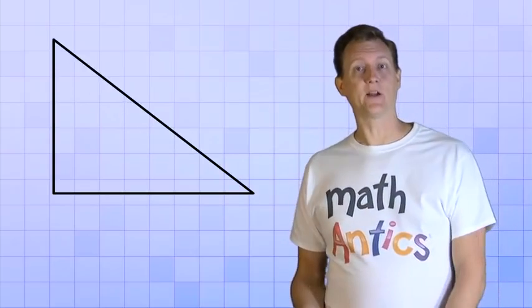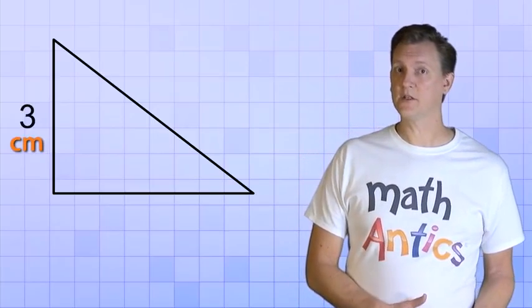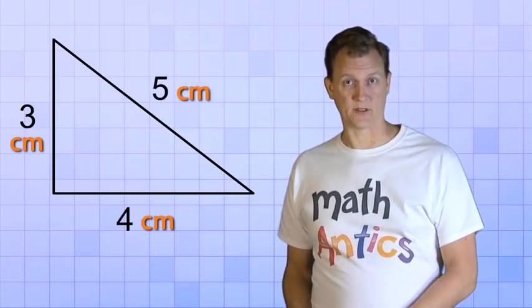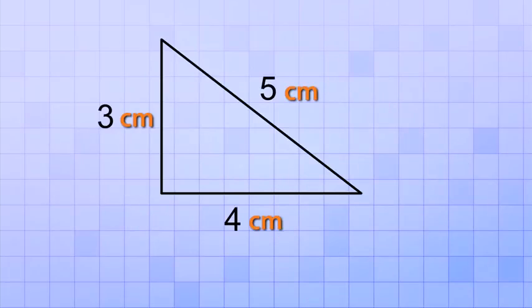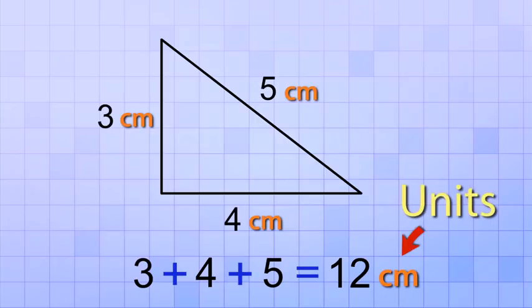The first polygon we'll try is a triangle. This triangle has 3 sides that are each a different length: 3 centimeters, 4 centimeters, and 5 centimeters. Now, to find the perimeter of the triangle, all we have to do is add up the lengths of those 3 sides. 3 plus 4 plus 5 equals 12. But don't forget, it's not just 12, it's 12 centimeters. Always remember to also put down the units of the perimeter. Okay, that was easy. Let's try another one.